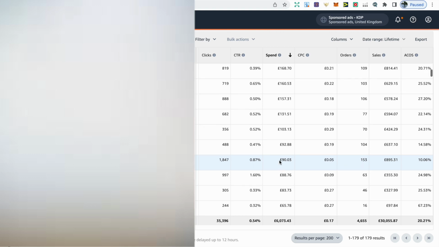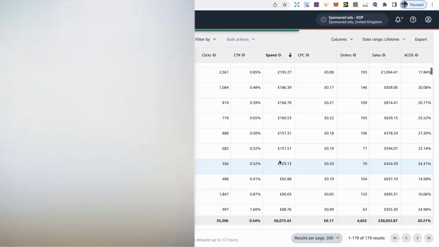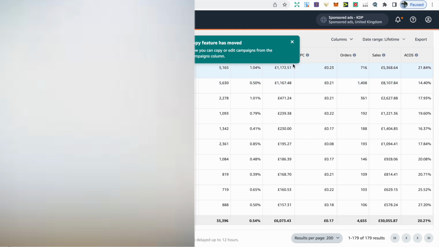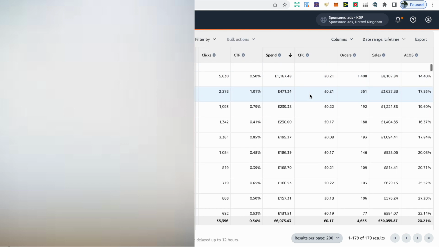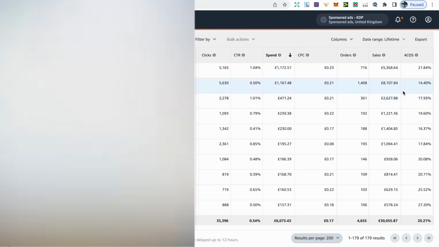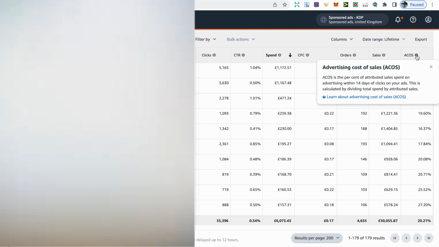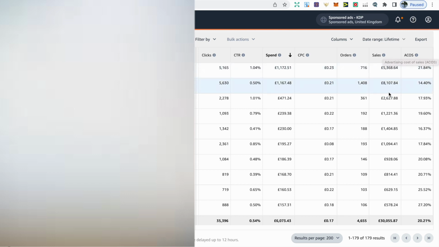You can see, taking a look through the grid, how much I've spent on different types of ad campaigns, and then to the far right you can see their ACoS. If you don't know what an ACoS is, it's just the advertising cost of sale, and this is calculated by dividing the total spend by the sales that you have. So the main thing is the lower this number is, the better.